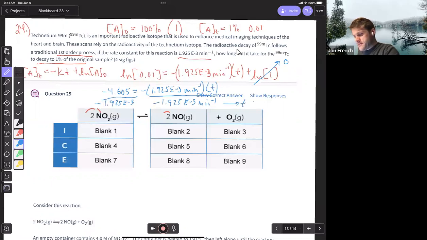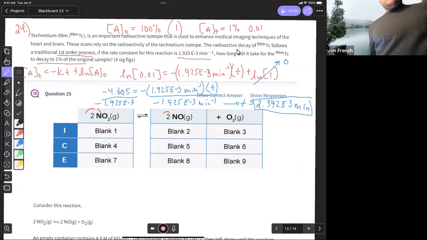And I get time for this reaction, 4 significant figures: 2,392 minutes. So 2.392 e to the 3 minutes for that reaction. All right, any questions on 24?